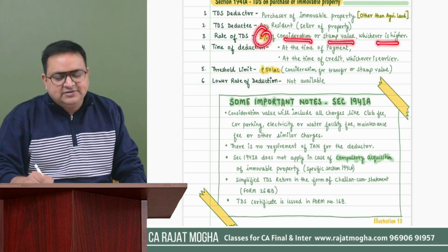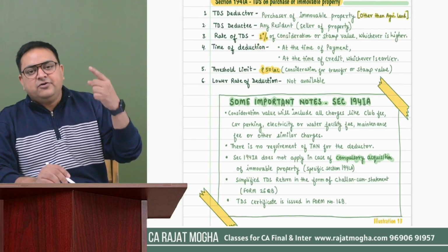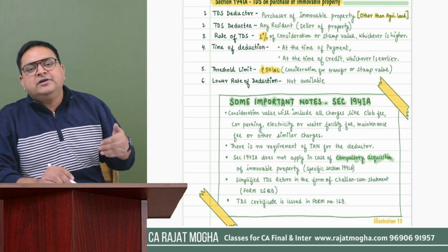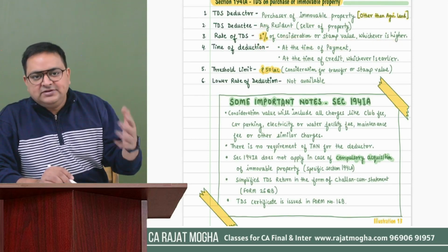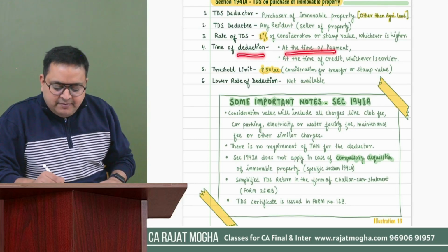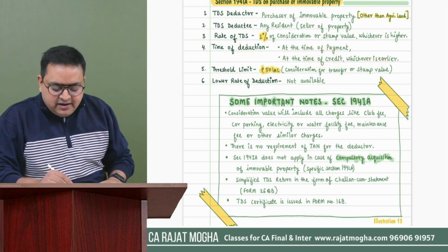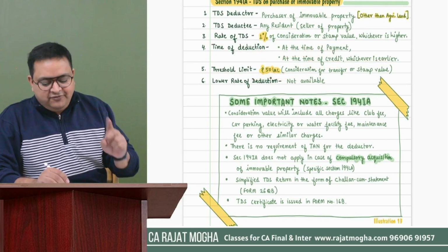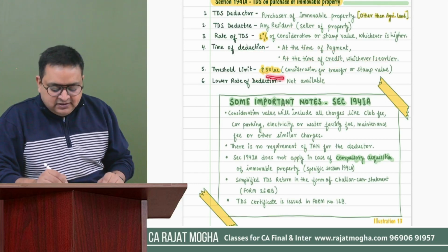Okay, come back. So the rate of TDS, whenever you are purchasing it, is 1% of the consideration price or the stamp value, whichever is higher. So you have to deduct TDS at the rate of 1%. At what amount? Whatever you are paying or the stamp duty value, whichever is higher, you have to deduct 1% TDS. Time of deduction is at the time of payment or at the time of credit, whichever is earlier. Threshold limit, please remember, 50 lakh rupees. 50 lakh rupees is the threshold limit.